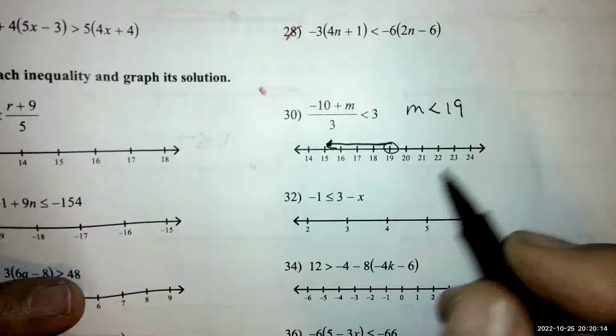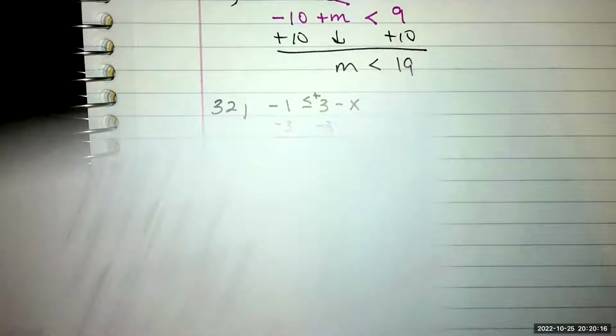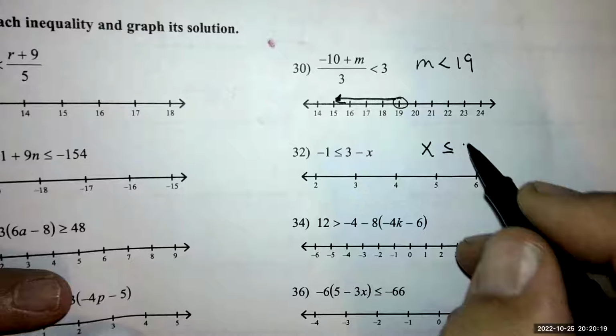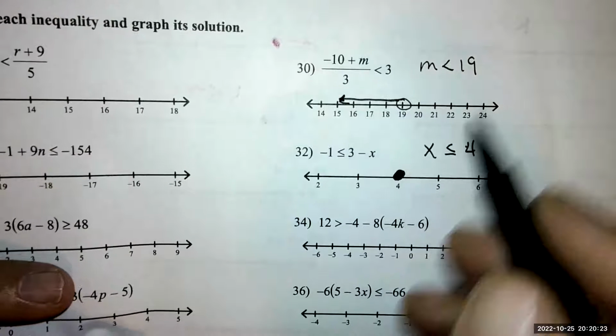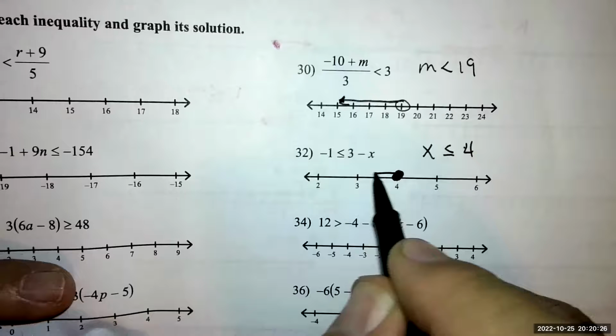So if I go here, x is less than or equal to, I said 9, I think it's 4. 4. So go here, it's a solid, or what we call closed. And I want a number less than 4, so I'm going to go that way.